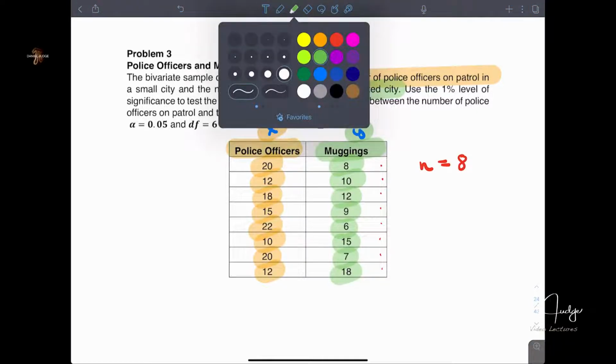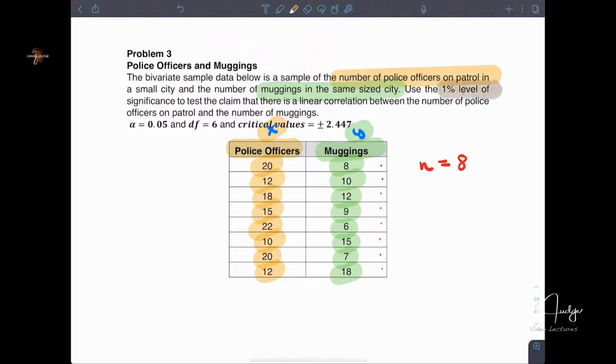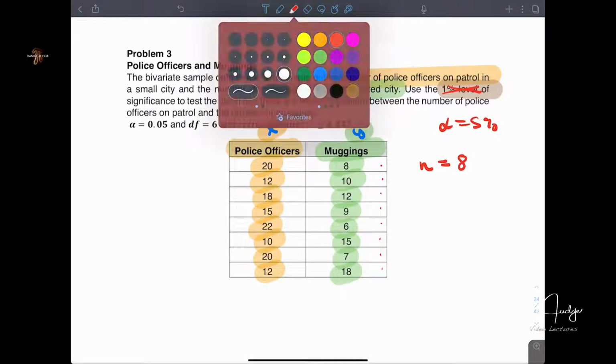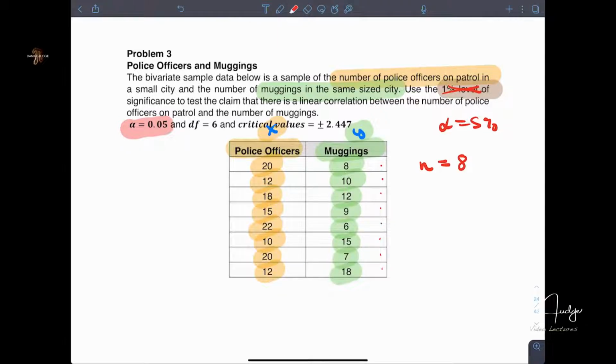But what I started to get to for this question, it says use the 1% level of significance to test the claim that there is a linear correlation between the number of police officers on patrol and the number of muggings here. So I'm going to change that on you to make sure that alpha is 5%, only because I have that in the notes here.